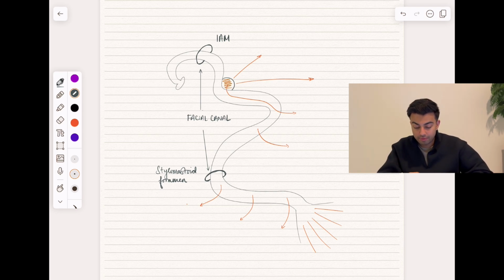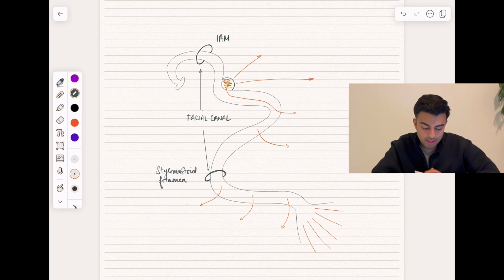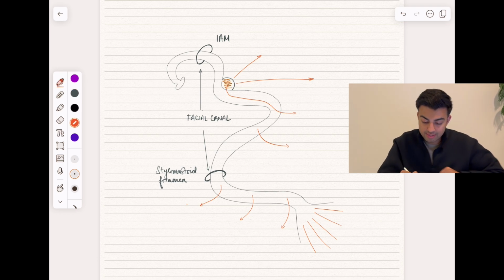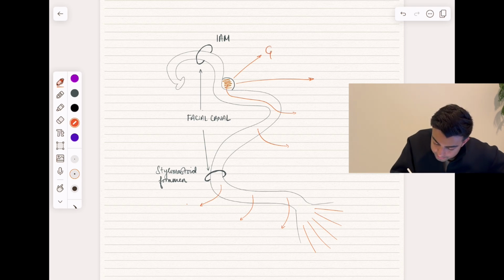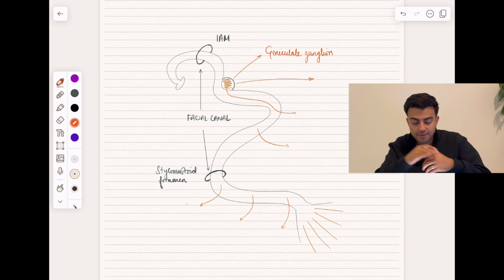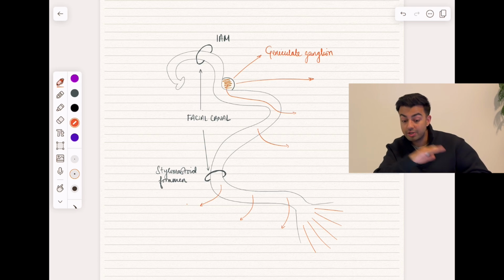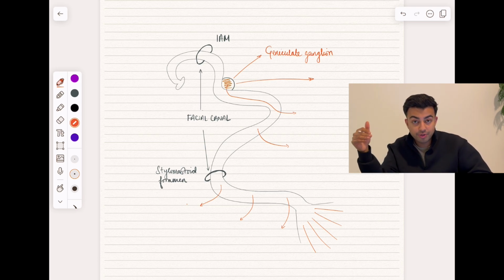Now, the nerve gives off three branches within the facial canal and then a lot of other branches after when it exits the stylomastoid foramen. So let's get started. At the first turn of the facial canal, you have this structure, which is the geniculate ganglion. A ganglion is a collection of nerve cells, and the geniculate ganglion is a sensory ganglion that firstly gives off the greater petrosal nerve, but also receives supply from the chorda tympani, which is another branch of the facial nerve, bringing in taste sensation from the anterior two-thirds of the tongue.